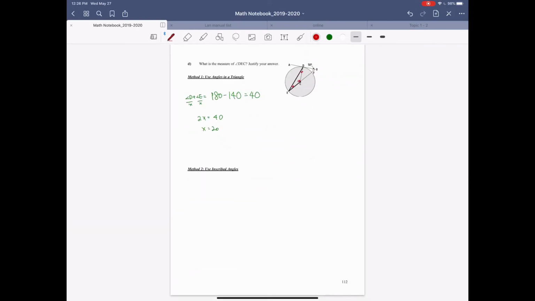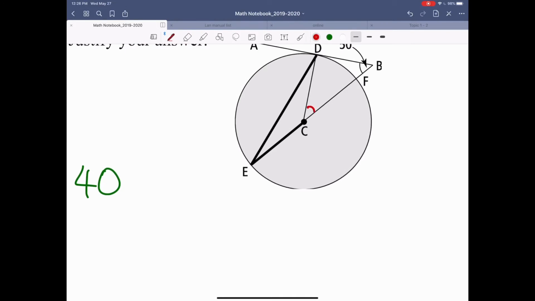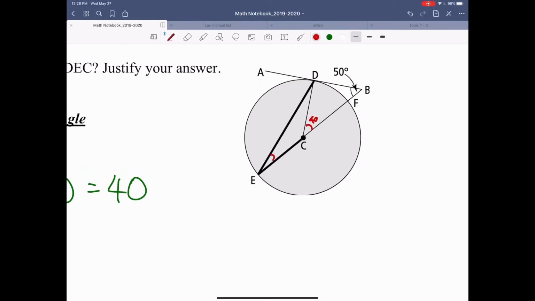Okay, so now use the inscribed angle. We can use another way to solve it. Here we know that this is 40 from the previous question, and we want to know this angle here. Do you see that this is the central angle, this is the inscribed angle, and they're sharing the same arc? So that means this is 20, which is half of the central angle.